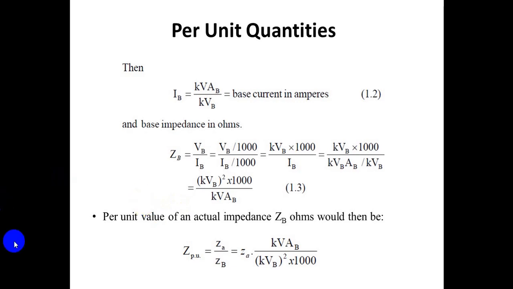How are we going to get the per unit value of the actual impedance? So if ZA, let's say, is the actual impedance, then we have Z per unit equal to actual value over base value. So ZA is the actual value and ZB is the base value, which is calculated using this formula. It is equal to ZA multiplied by this whole formula, and because ZB is in the denominator, we just replace it like this.